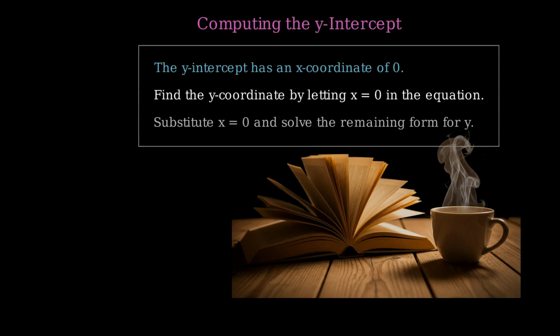Since the y-intercept has an x-coordinate of 0, we can always find the y value by letting x equal 0 in the equation of the line. Every single point on the vertical y-axis has an x-coordinate of 0. Therefore, all points on this vertical axis are written in the form (0, y). Substituting x equals 0 simplifies the linear equation, leaving only the y variable to solve.